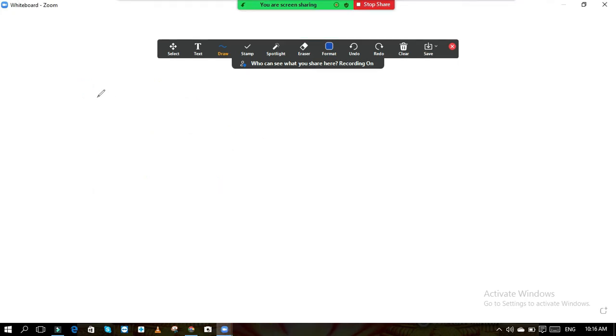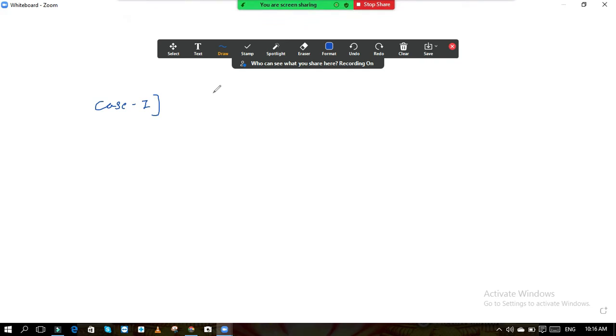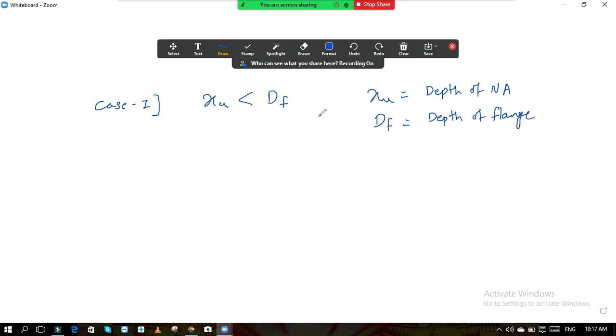So we are learning about T beam and L beam, and we have talked about case number 1. What was our case number 1? Case number 1 was when your XU is less than DF, that is, depth of neutral axis is less than depth of flange. XU means depth of neutral axis, and DF means depth of flange.